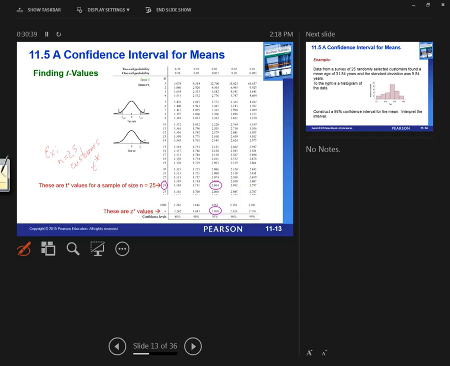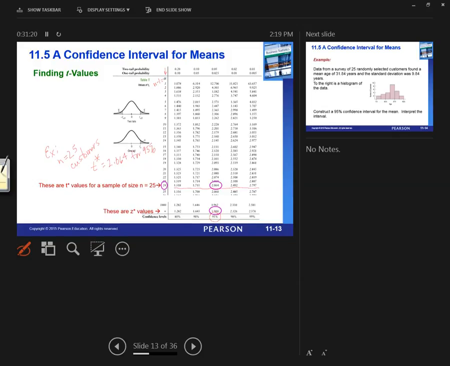You can see here I have this column right here. These are the degrees of freedom, which are n minus 1. And then across here, these 5 values are all T stars for a sample of 24, and it all depends on what confidence level you want. If we want a 95%, which is typically what we use, we'll use 2.064 as our T star. So T star equals 2.064 for 95% confidence.